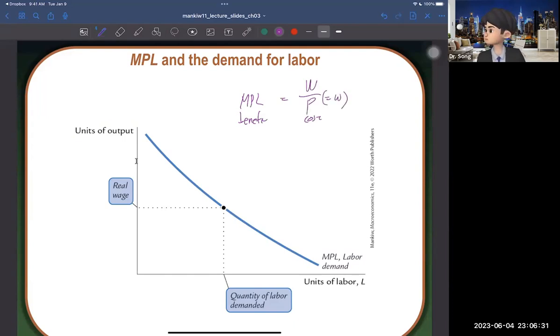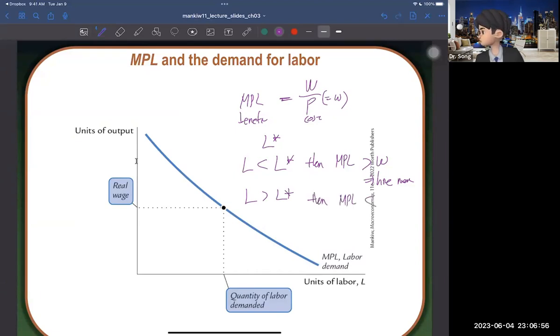And by having this equation, we can find the optimal number of workers. When L is less than L star, then in that case, MPL is greater than the real wage. The benefit is greater than the cost, then you're gonna hire more, okay? When L is greater than L star, so you have more workers than the optimal, then in that case MPL is less than the real wage. So then you're gonna fire the workers, so reduce the workers, okay? So that's why we have a downward sloping labor demand.